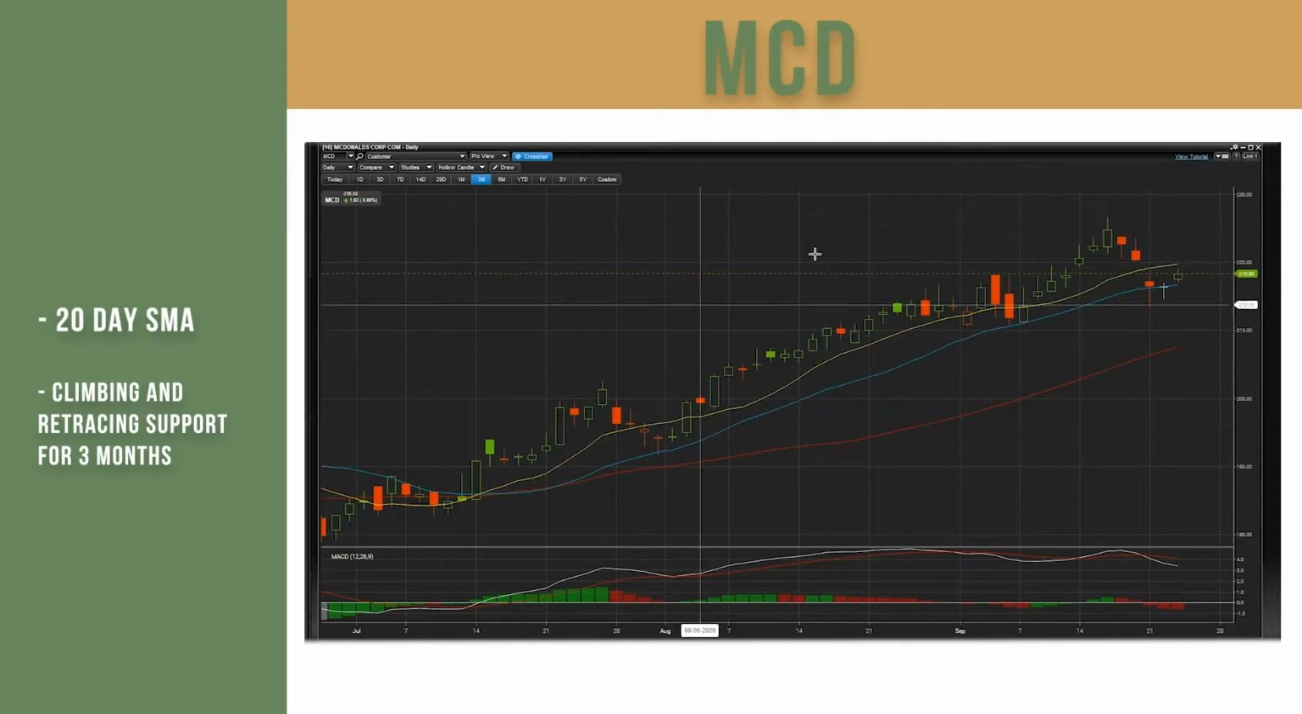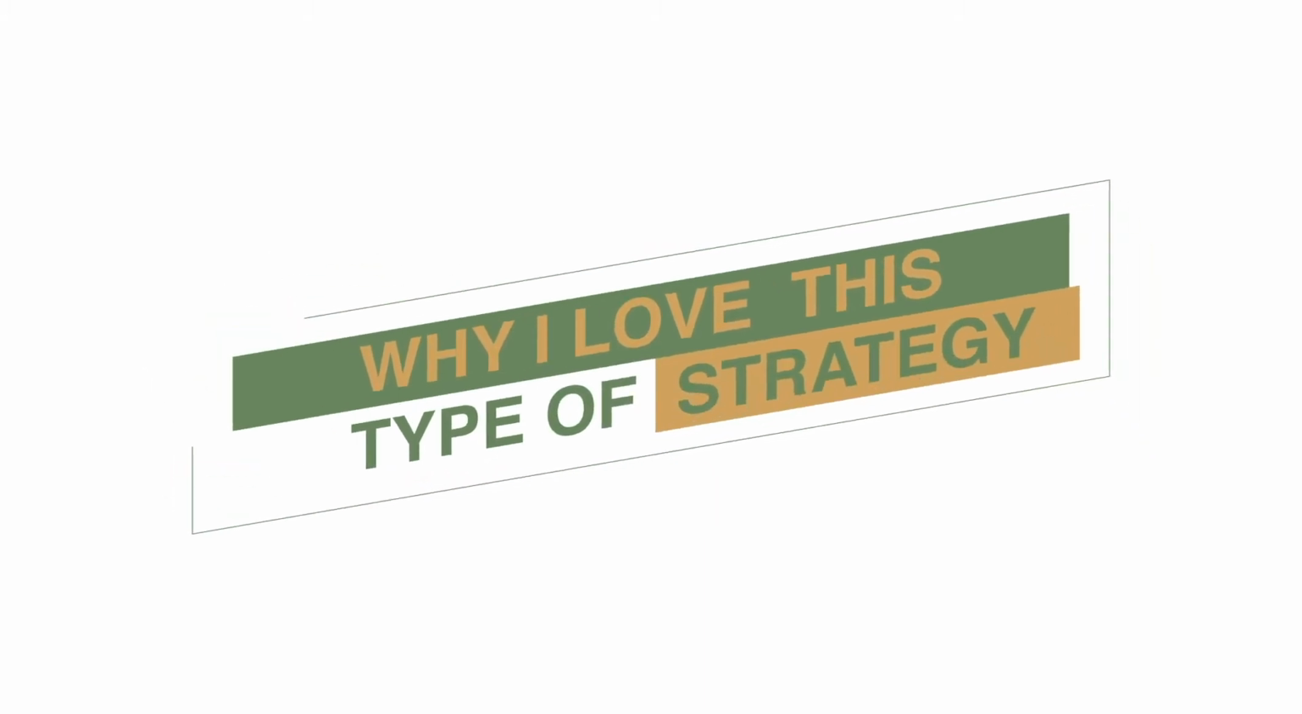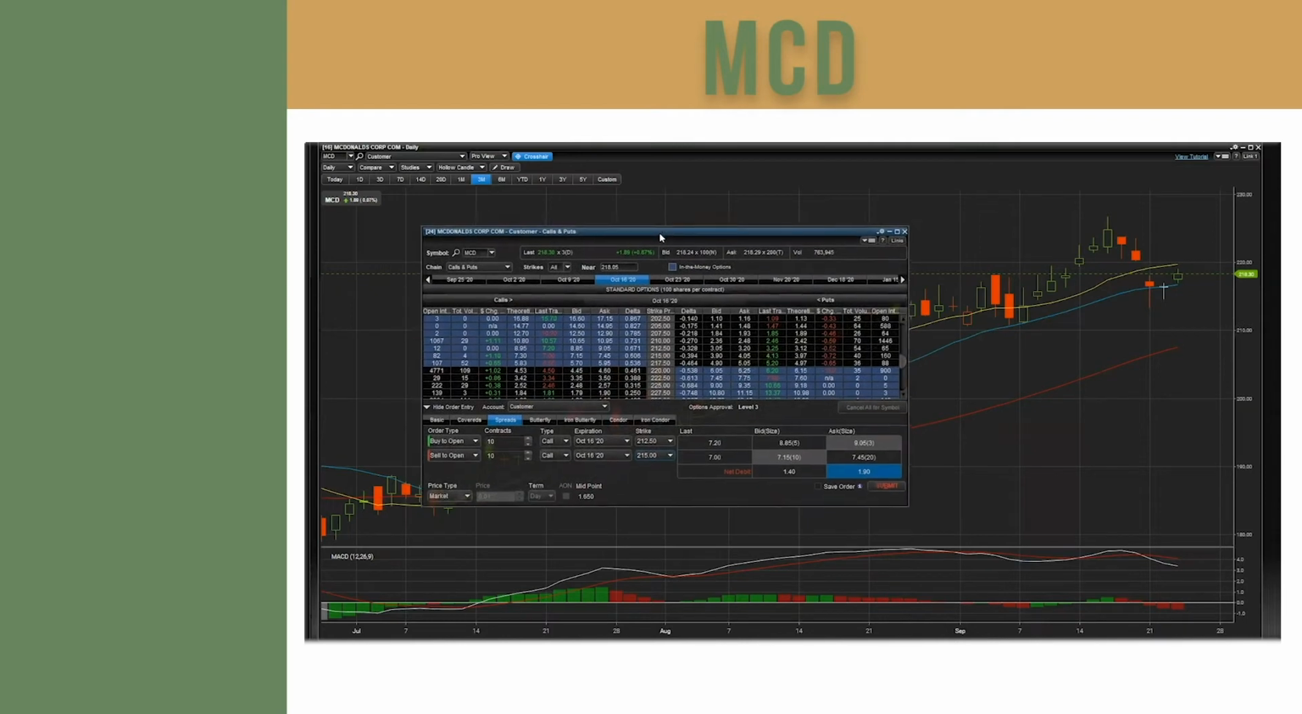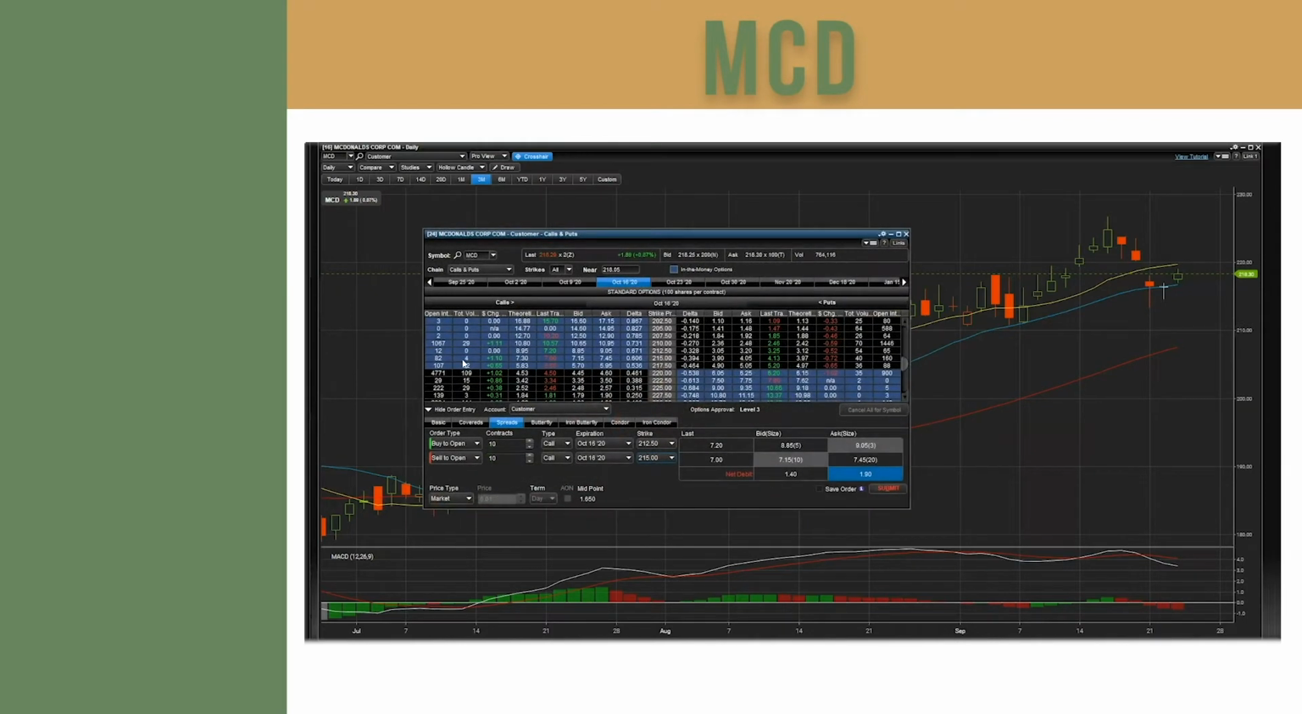So I want to go over now an example of why I love this type of strategy here. So now let's bring up the option chain here. Okay, so right here you could see we have the McDonald's option chain here. I'm looking at the October 16th, 2020 expiration. Now I want to show you guys how this type of setup is going to give you defined risk and defined profits here. Okay, so first off, let me bring up my annotation software here.